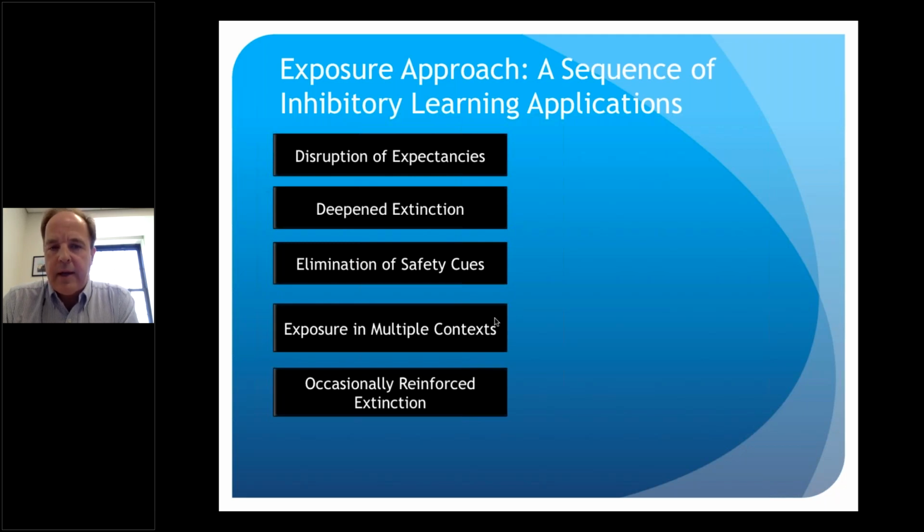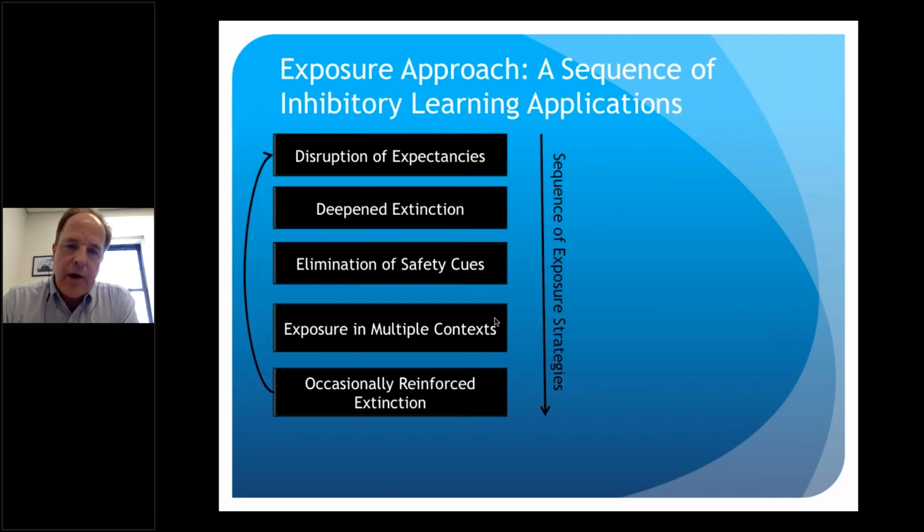So that was a sequence. We started out with disrupting expectancies and then went to deepened extinction, followed by safety cue elimination, multiple contexts, and then occasionally reinforced extinction. This is one of those kinds of fears where it actually was wise for her to actually experience it as part of treatment. Vomiting is an adaptive process. And so as a result of this, our goal in treatment was for her to be able to successfully throw up without being unduly distressed by it, aside from just the normal discomfort that comes with vomiting.